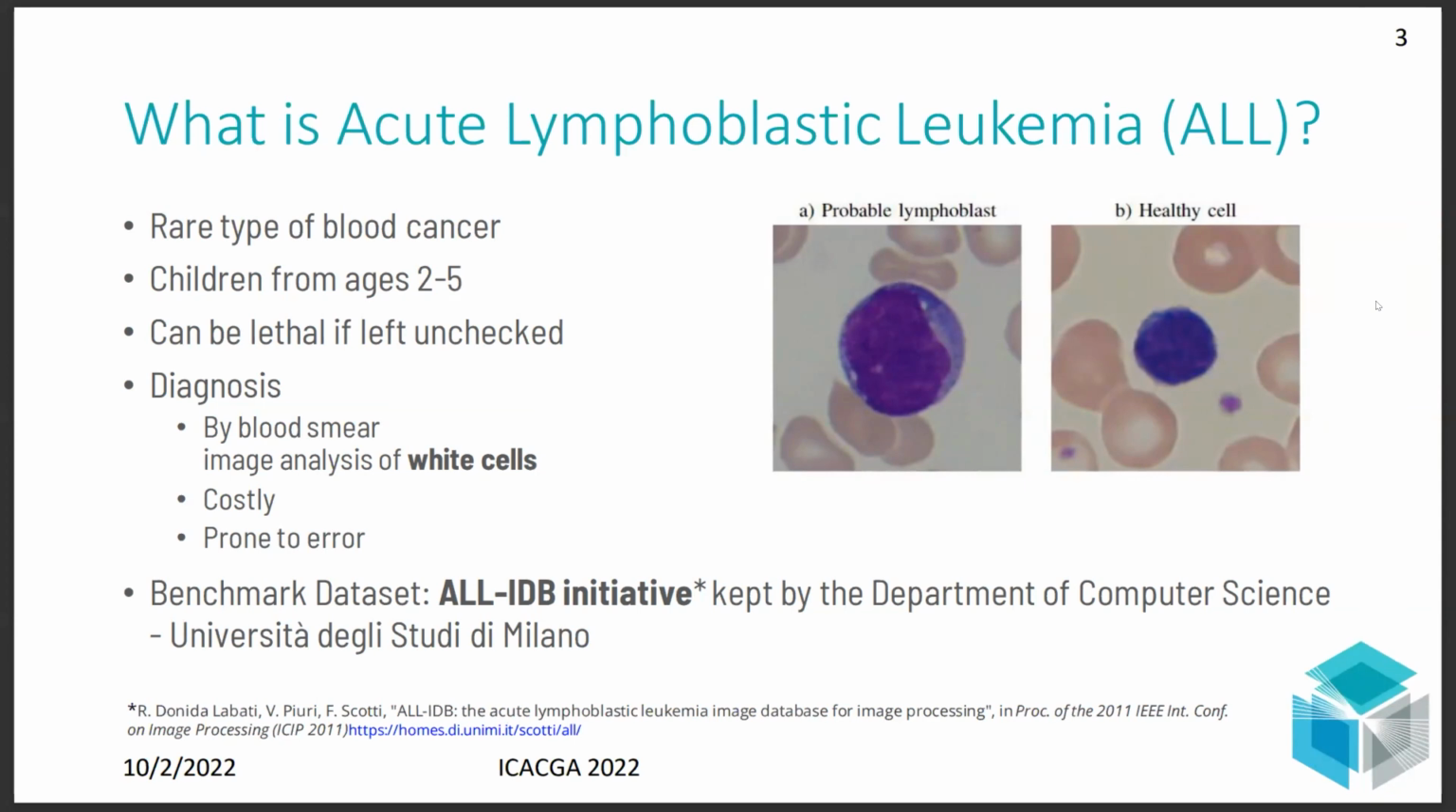One benchmark data set that's available today is this ALL-IDB that's maintained by the Department of Computer Science of the University of Milan. And this is a very standard data set that people use in order to benchmark neural networks in this. Yeah, and it's important to show here that the picture on the left is the one that we are looking for. So this is the one that we want to identify with our neural network.